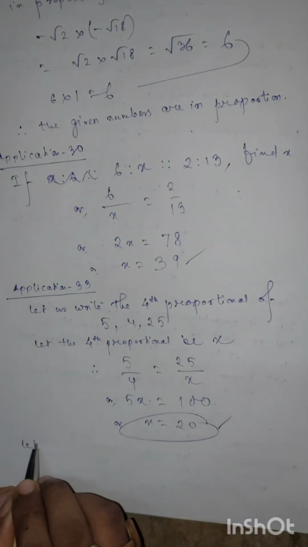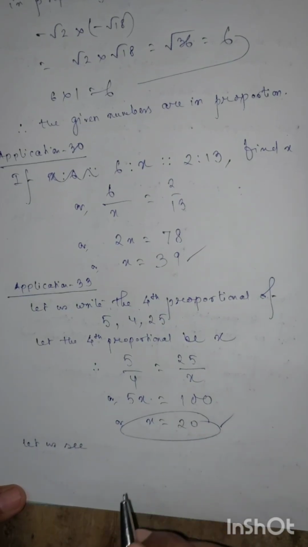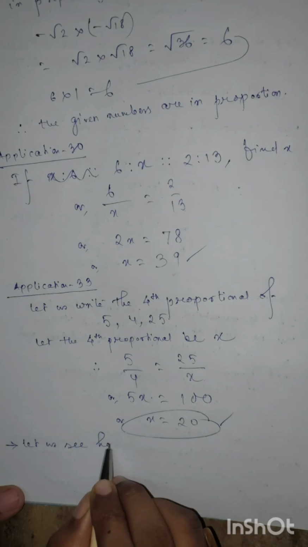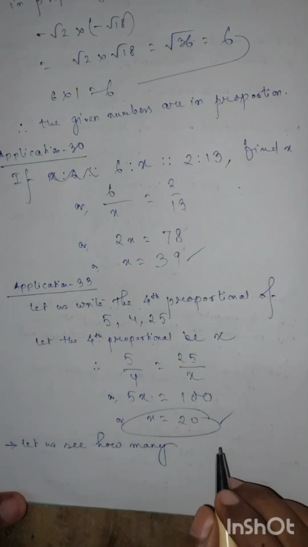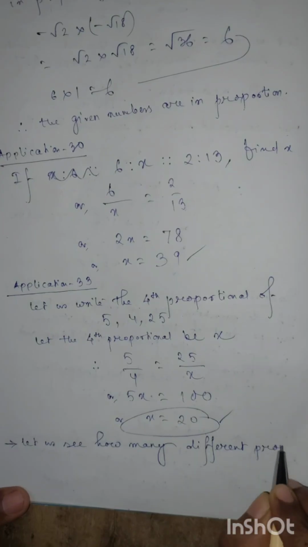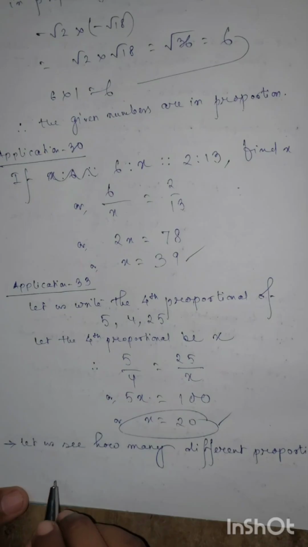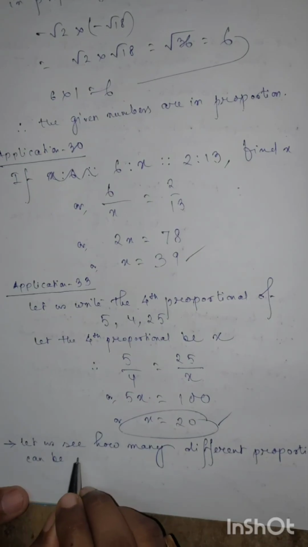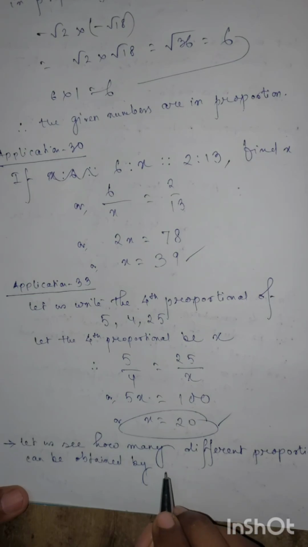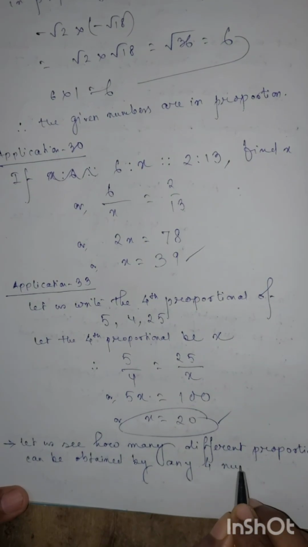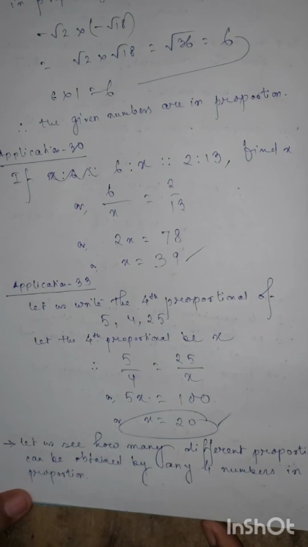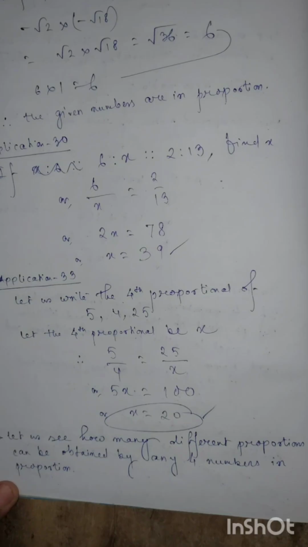Now let us see how many different proportions can be obtained by any four numbers in proportions. This is an important point, you should remember it.